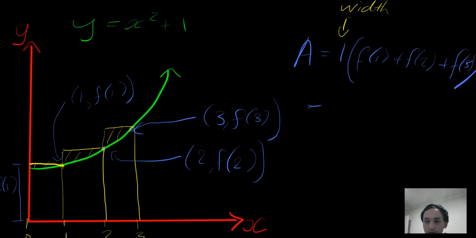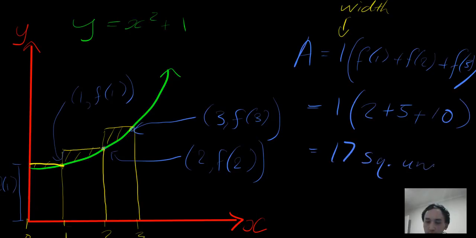Okay. So what do we get here? Well, f of 1 is 2. Subbing in 2 gives us 2 squared plus 1, which is 5. Subbing in x equals 3 will give us 10. So this gives us 17 square units instead. Much more than what's actually underneath the curve, but this is how we approximate.